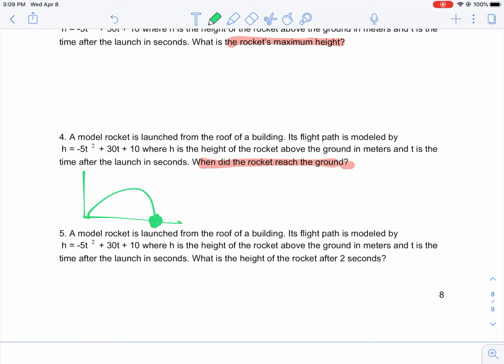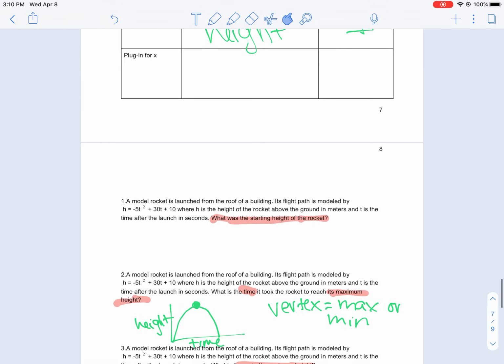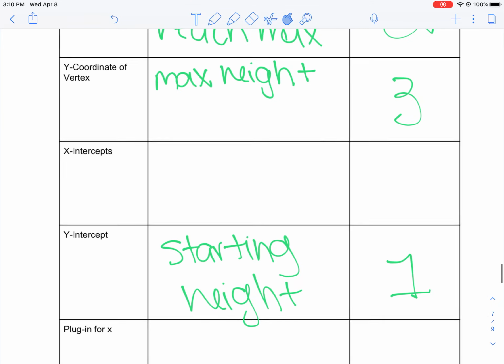When did the rocket reach the ground? Well, when it reaches the ground, that would be right there on that x-axis. So it's asking for your x-intercept.